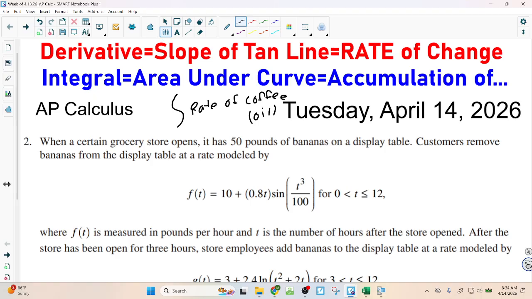So when you integrate the rate of stuff, you'll get the amount of stuff. That's kind of the easiest way to say it. So it's the area under the curve, but it's also the accumulation of something.